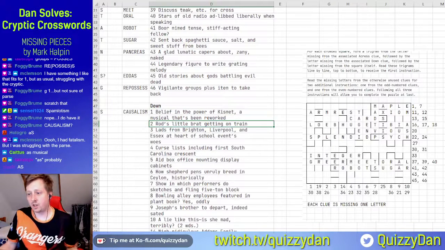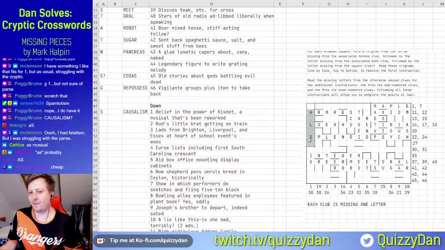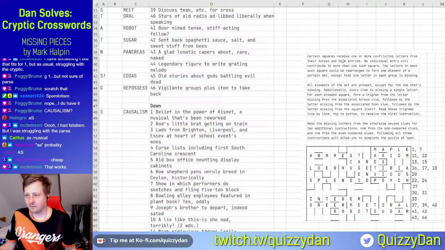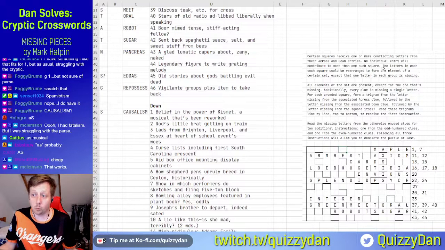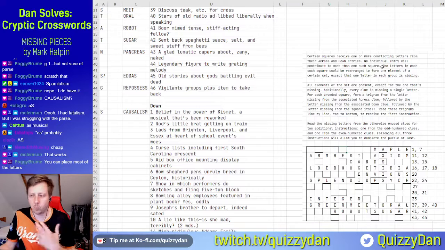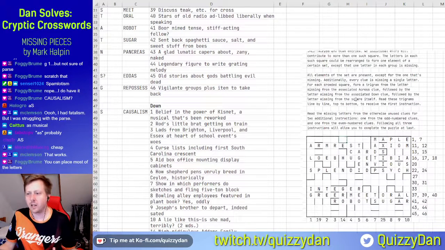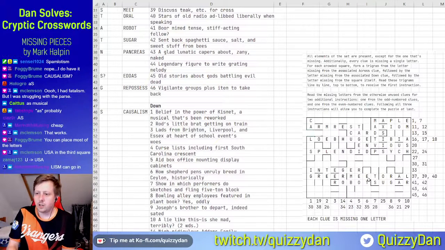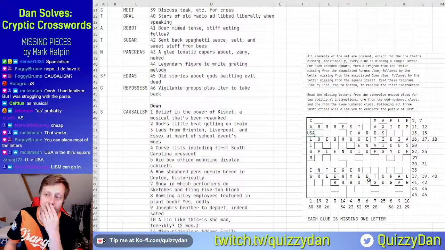Okie doke. So musical. That just does not fit at all. I do not understand. So I'm going to... Certain squares receive one or more conflicting entries from their across and down entries. No individual entry will contribute to more than one such square. So there's only one thing going on with... It's not musicals, it's causalism. What am I on about? Okay. We could put USA in one square there.